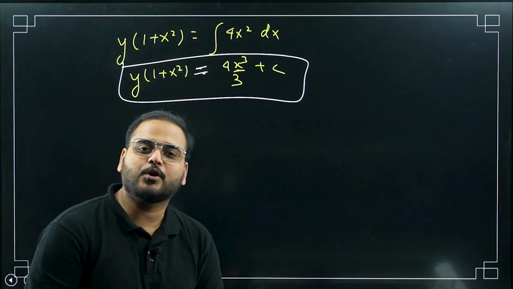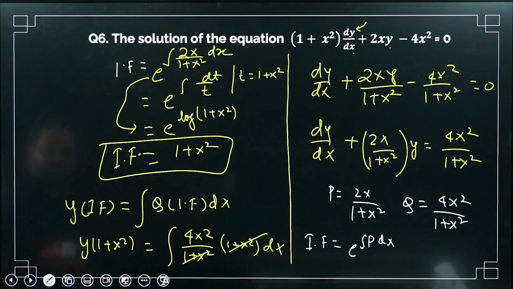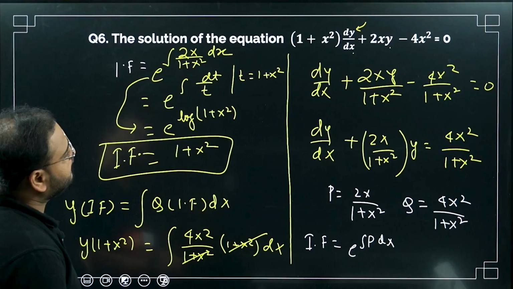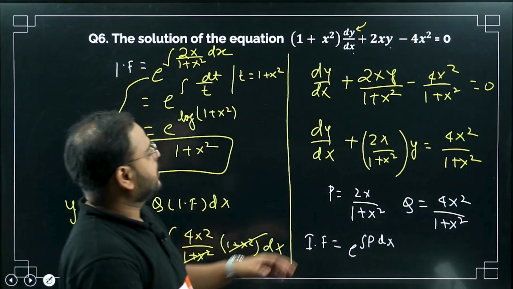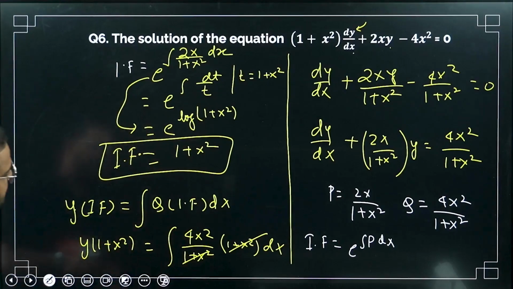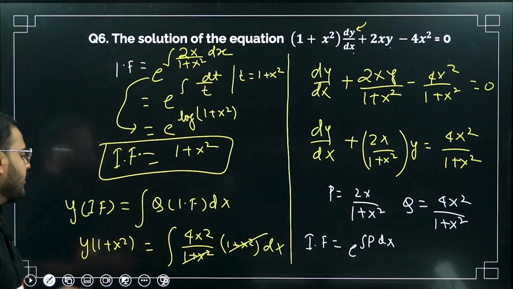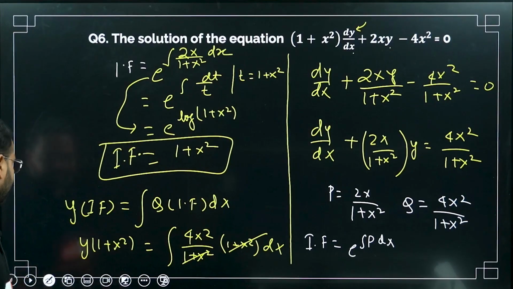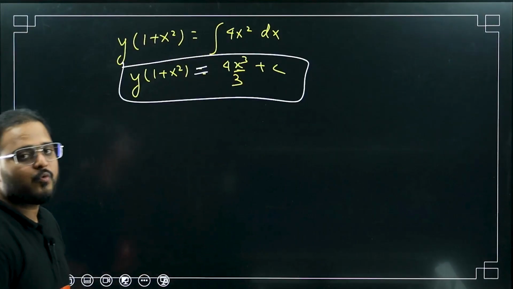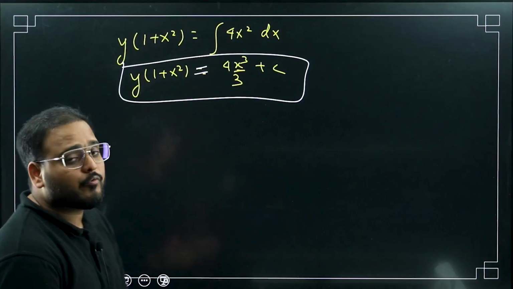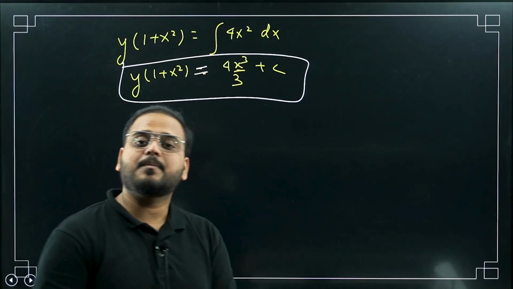Moving on to next question. But before I move on, have a look at what I did. Got the standard form from there, P and Q in terms of x. Integral of P is what? 1 plus x square. How? I showed you the steps over here. Putting the IF value in the solution statement, getting the integration once more: 4x square gives 4x cube by 3. Answer is y times 1 plus x square equals 4x cube by 3 plus c.